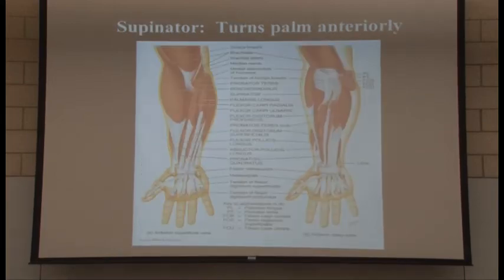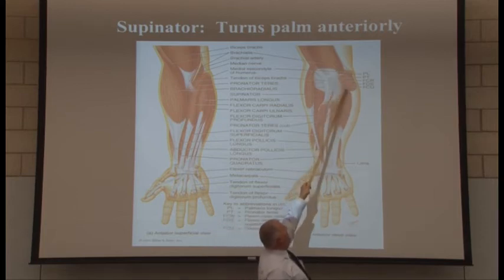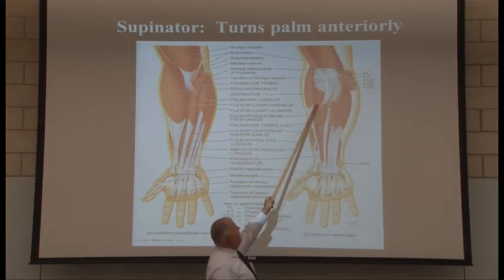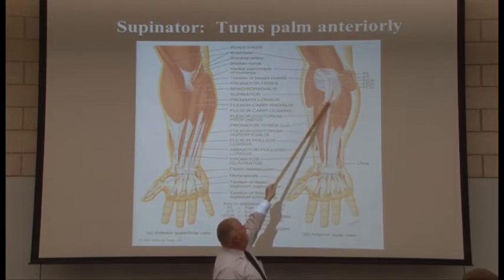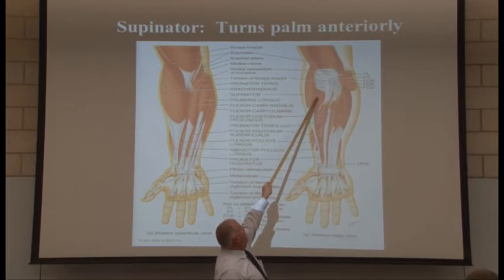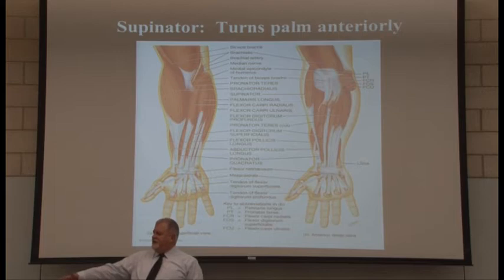And the supinator is a deep muscle in your elbow region. So to actually find the supinator, we have to cut some of our superficial muscles away so that we can actually see it. And then it runs at an angle across just below your elbow. So it's the supinator, and it's the muscle that rotates like this.